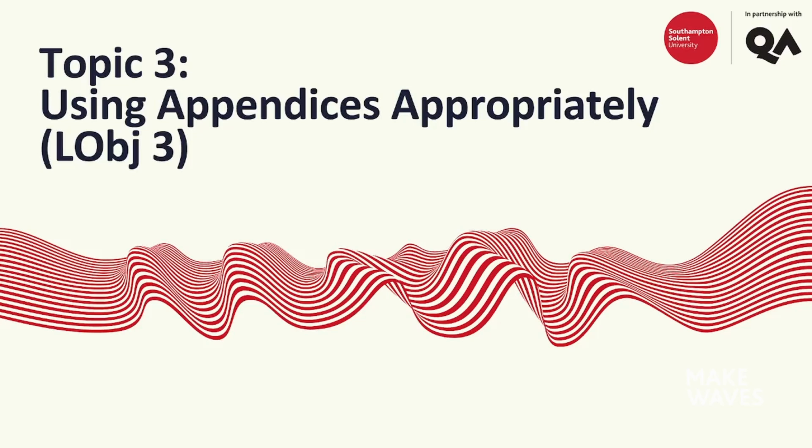However, an appendix is not a place to include every document connected with the research. Each appendix should have a clear purpose. It should also be relevant, appropriately labeled, and fully anonymized. We will consider three areas. First, what appendix are used for. Second, how appendix should be organized and referred to in the report. Finally, what information should not be included.